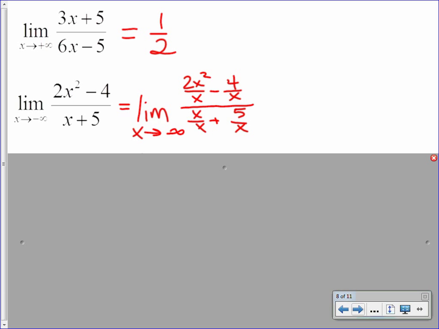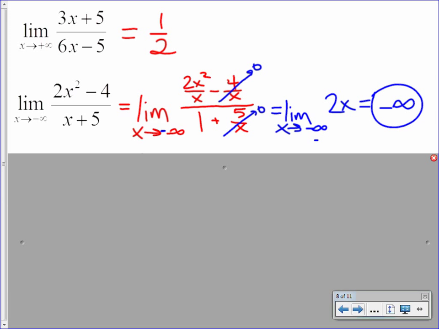What's x divided by x? 1. So I'm going to rewrite that. If we look at the limits towards negative infinity, what happens to 5 over x? It goes to 0. What happens to 4 over x? It goes to 0. So now we can look at the limit as x approaches negative infinity of, this simplifies to, 2x over 1. And what is that limit? Going towards negative infinity of 2x is negative infinity.